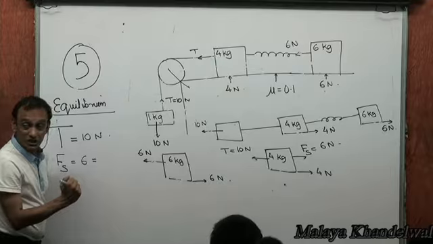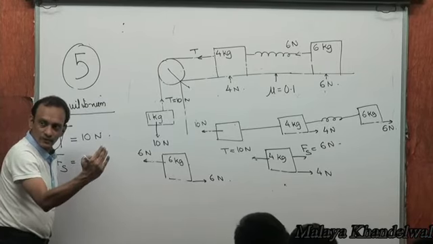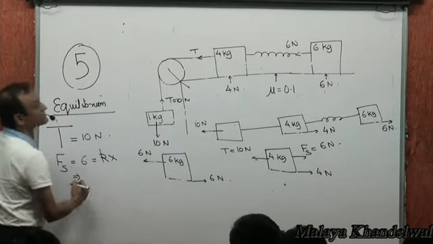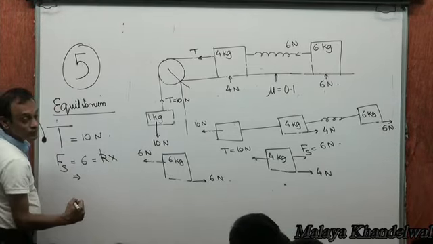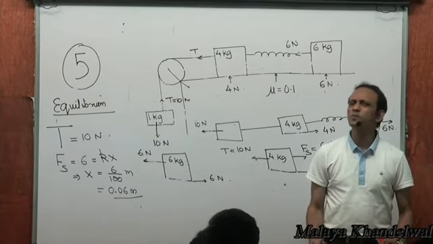And if x is the elongation in the spring, then spring force is k into x. Did I tell you this in an earlier class? Right? Spring force is k into x. K is given to be how much? 100 newton per meter. So x is 6 by 100 meters, 0.06 meters, is the elongation in the spring when the system reaches equilibrium. Got me? Are you all sure about every aspect of this problem? Clear?